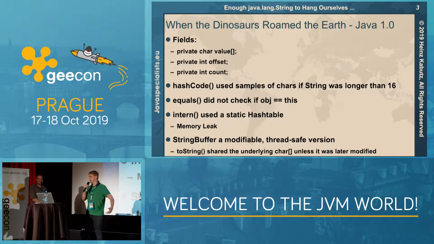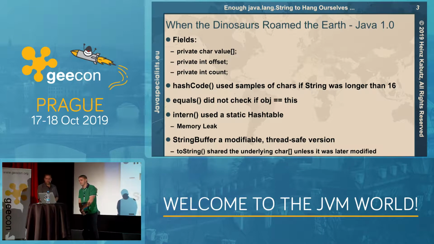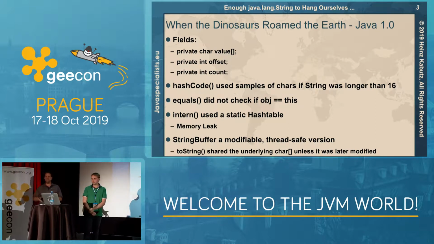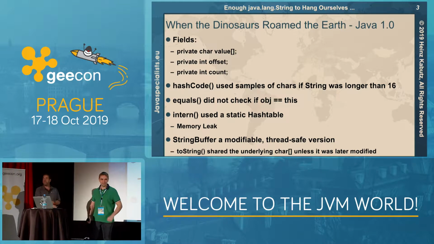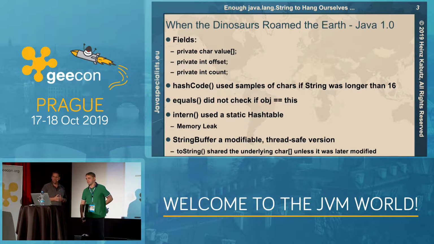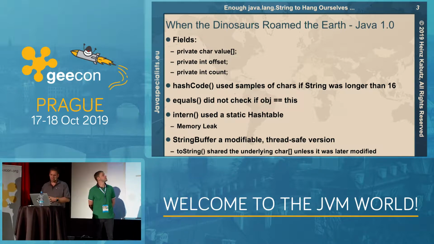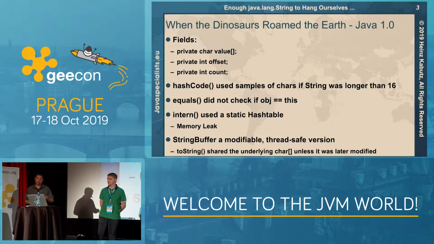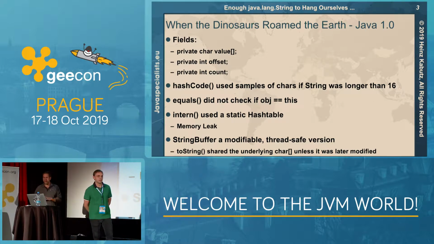And with that, I hand over to Heinz. All right, so we're going to look at Java from Java 1.0 up to Java 13, and in fact, we're going to look a bit beyond that as well. In Java 1.0, we had 3 fields in the String class: first of all, a char array, then offset and count. We'll see in a moment why we had that.